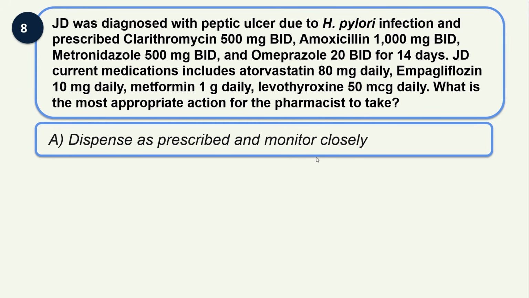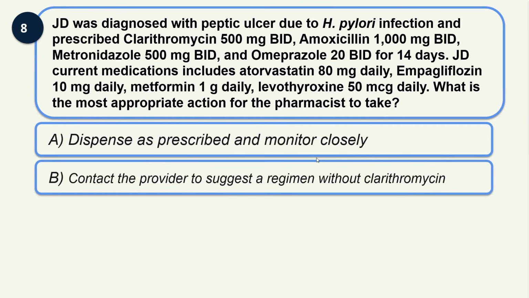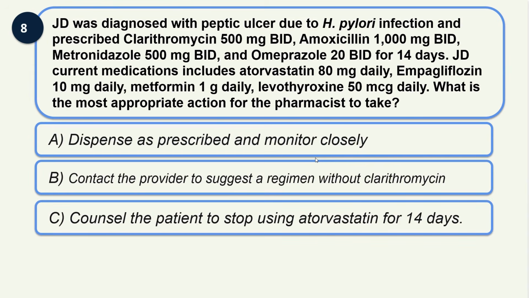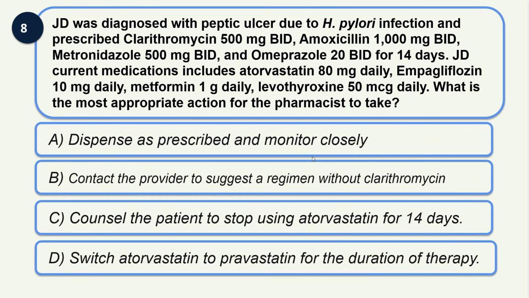A. Dispense as prescribed and monitor closely. B. Contact the provider to suggest a regimen without clarithromycin. C. Counsel the patient to stop using atorvastatin for 14 days. D. Switch atorvastatin to pravastatin for the duration of therapy.